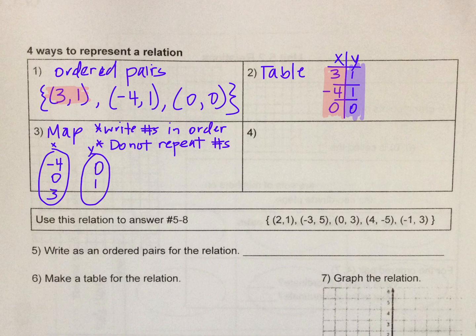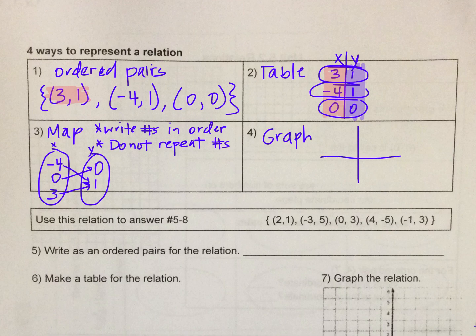Now I draw arrows to connect things to the right places. So the -4 goes with the 1. So from the -4, I draw an arrow to 1. The 0 goes with the 0. So from the X 0, I draw an arrow to the Y 0. 3, 1. The 3 goes to the 1. And it's okay that the 1 has a -4 and a 3 pointing to it. That just tells me -4 is with 1, 3 is with 1, 0 and 0. The final way we can represent ordered pairs is to graph it.